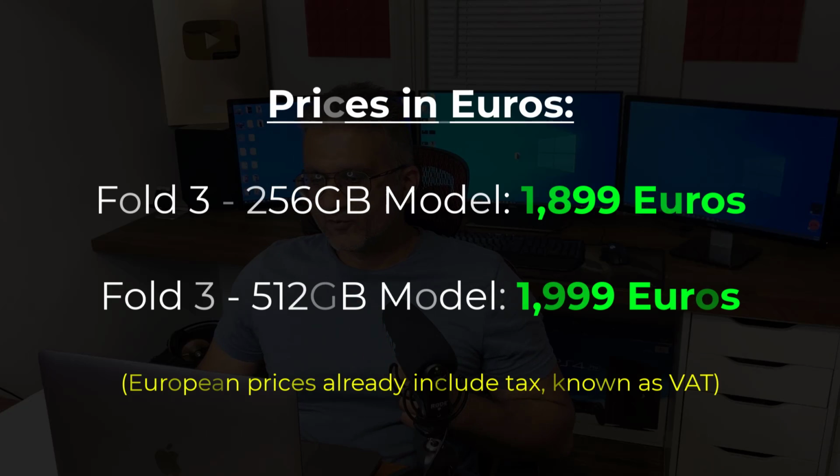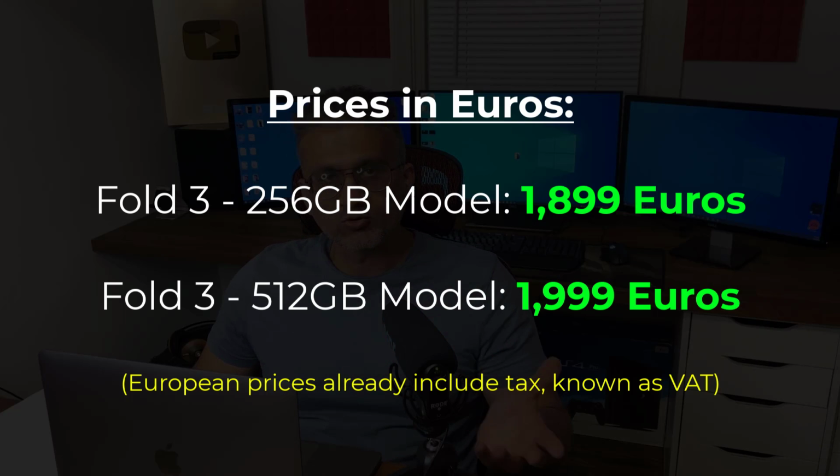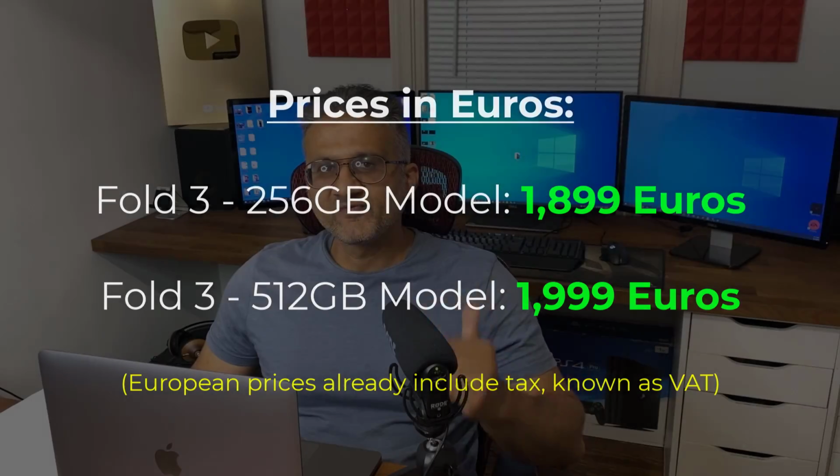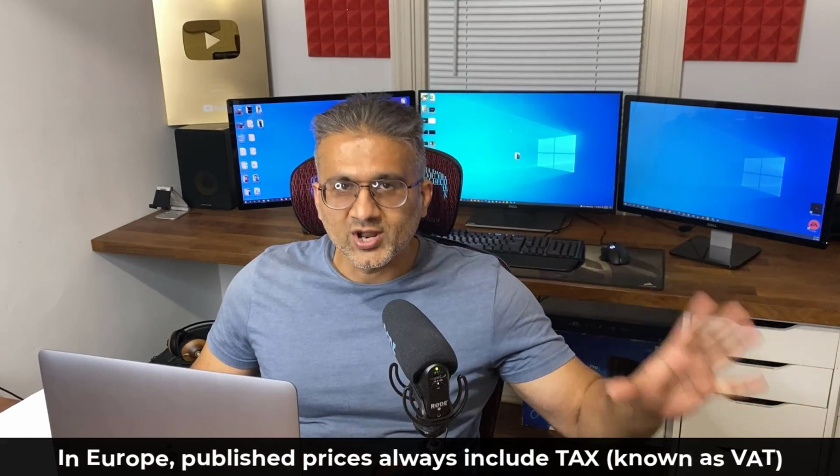The Galaxy Z Fold 3 starts at 1,899 euros for the 256 gigabyte model. And if you want the 512 gigabyte model, it's going to be 1,999 euros. So that's a pretty steep price. But remember one thing, European prices always include the tax beforehand as opposed to the United States.